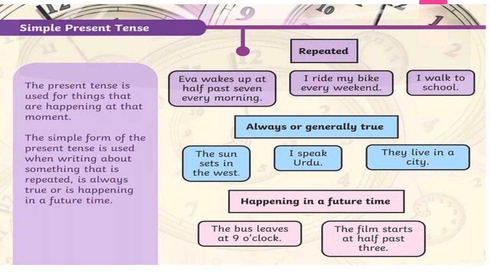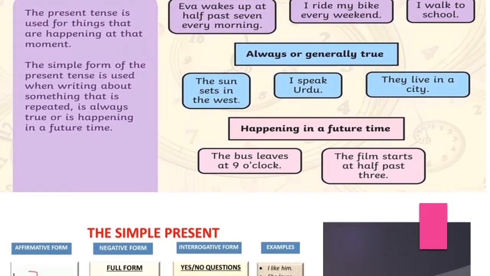Let's start with simple present tense. We use it when we talk about daily routine, as in I walk to school, or I wake up at 7:30 every morning. Also for general truths, as in I speak English, for example, or for something that happens in the future on a timetable. The bus leaves at 9 o'clock.